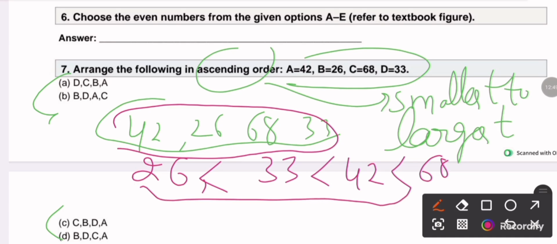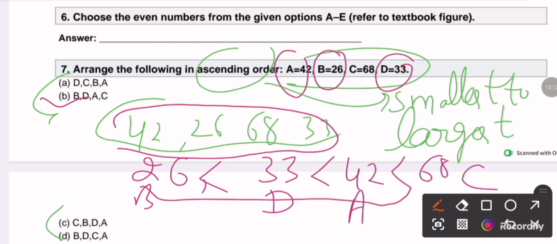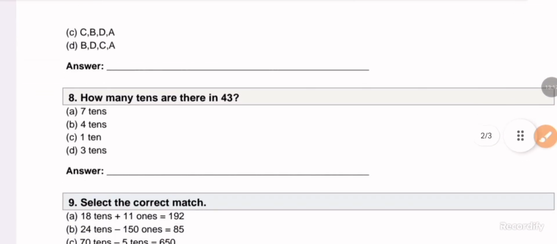So see the options. Option B, D, A, C. Here B is 26, this is B. Next D. D is 33, this is D. 42, this is A. 68, this is C. So B, D, A, C is the correct option. Go to the next.